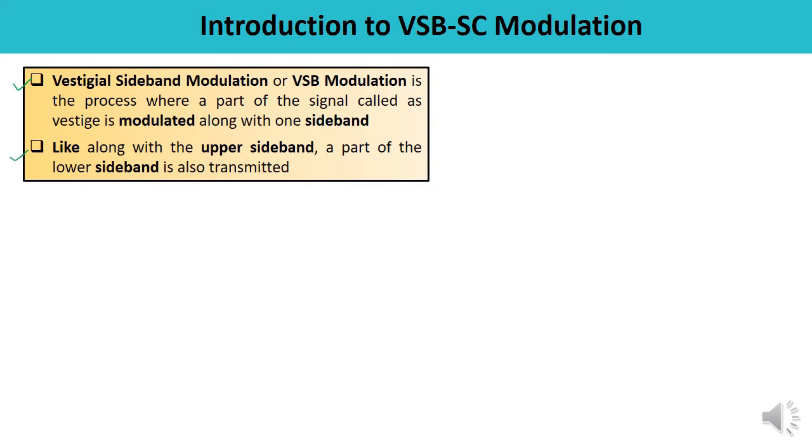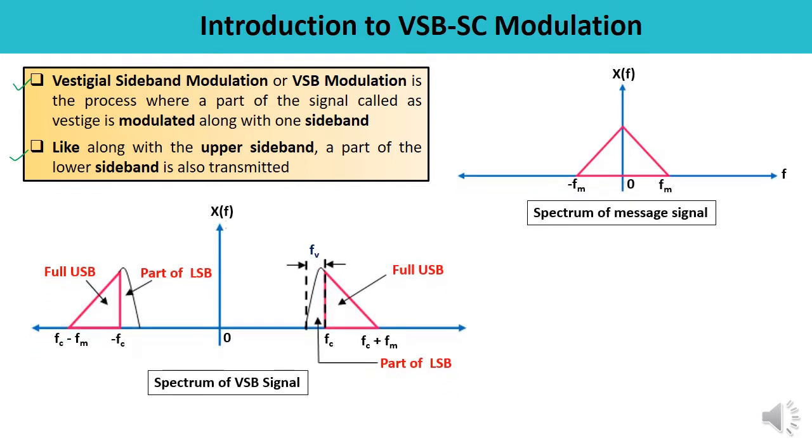In the case of SSB-SC modulation, only one sideband was transmitted. So what happened over there? Some of the low frequency components may be lost. That is why, along with one complete band, a vestige or some part of the other band is also transmitted. We have discussed the case of the audio and video signal. In the video signal, some frequency components may be lost, so information may be lost over there.